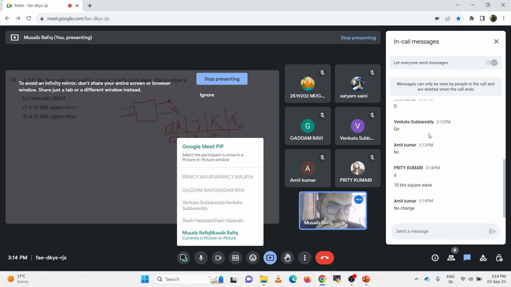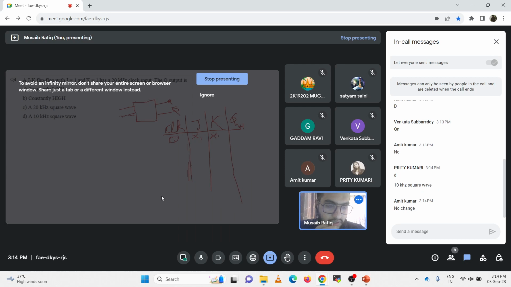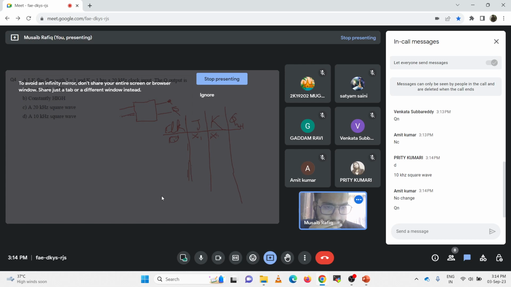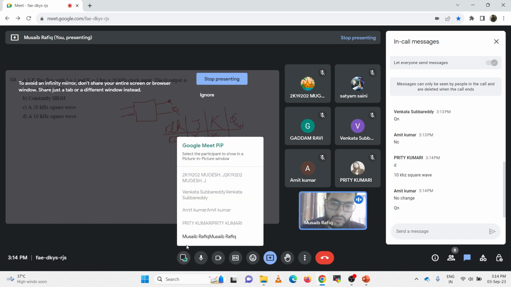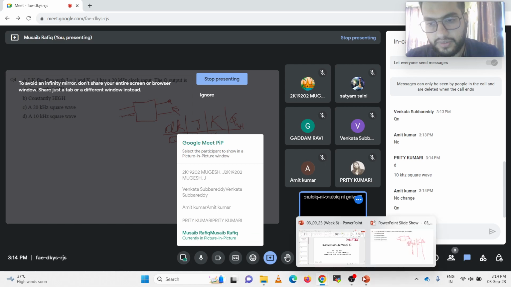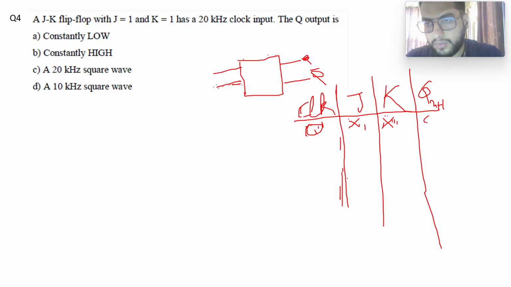No change. Yeah, no change. How do we represent this no change? Yeah, some of you have written the answer. That's nice, but let's just go step by step to the answer. No change means Qn exactly. So Qn plus 1 will be equal to Qn. We call it a memory condition, right?